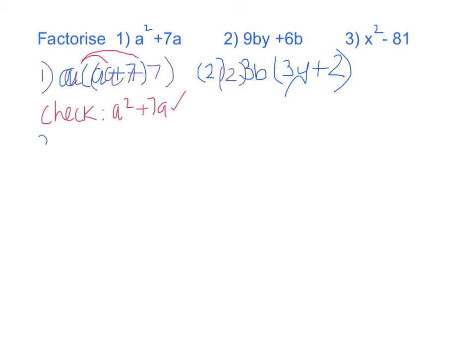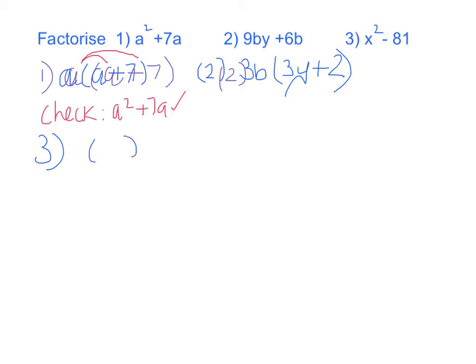Number 3, I'm going to do down here so I have a bit more room. When I look there, I see I've got x squared here and I've got 81 here. No numbers in this term and no x's in this term. There's nothing in common, so it must be a different type of factorising. X squared is a squared term, 81 is a square number, and I've got a minus in the middle, so it's a difference of two squares.